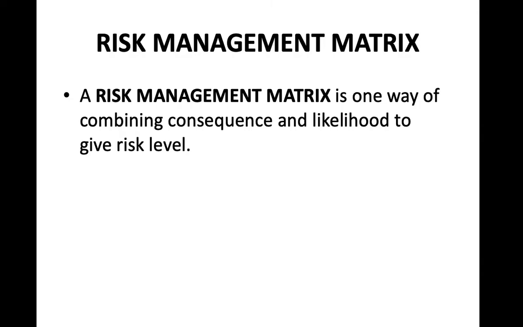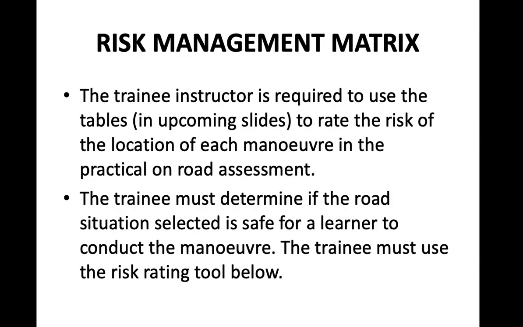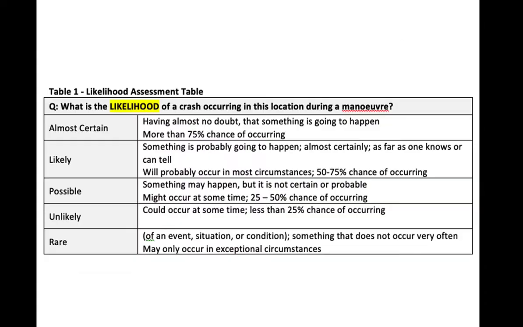A risk management matrix is one way of combining consequence and likelihood to give risk level. The trainee instructor is required to use the tables in upcoming slides to rate the risk of the location of each manoeuvre in the practical on-road assessment. The trainee must determine if the road situation selected is safe for a learner to conduct the manoeuvre. The trainee must use the risk rating tools below.